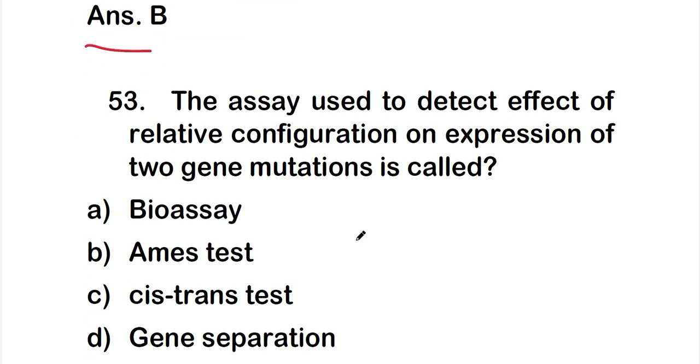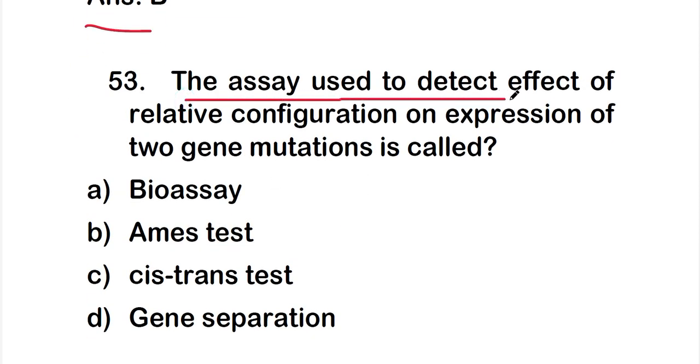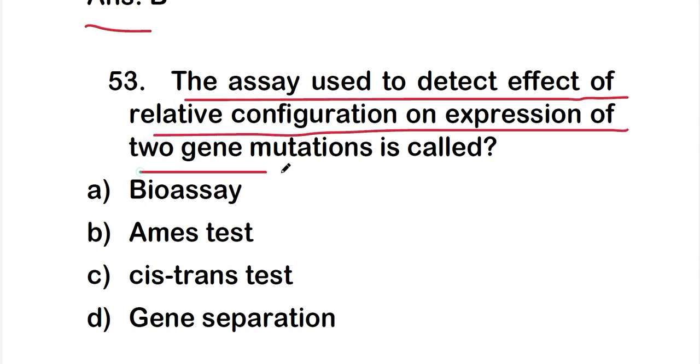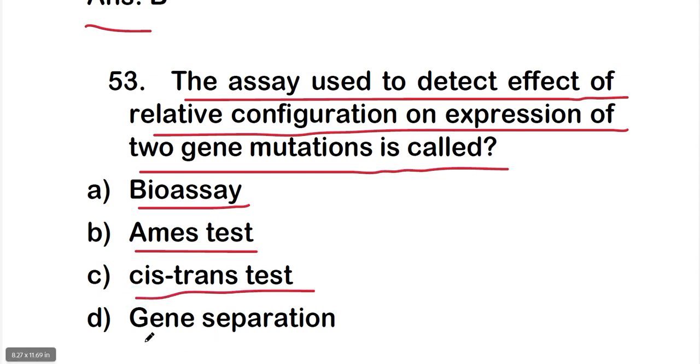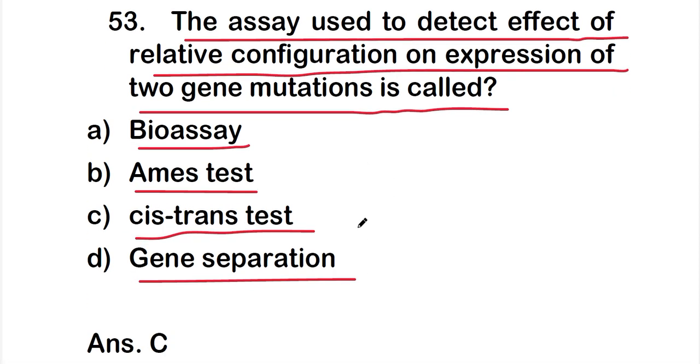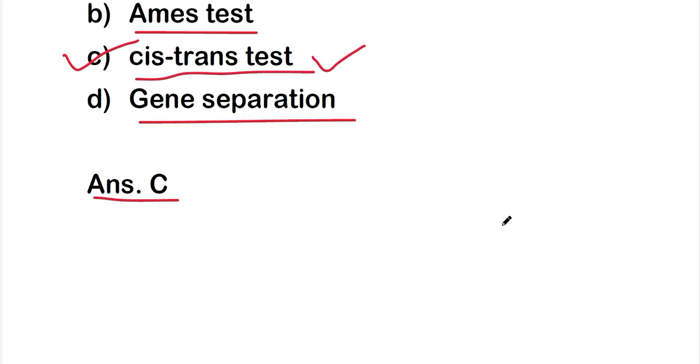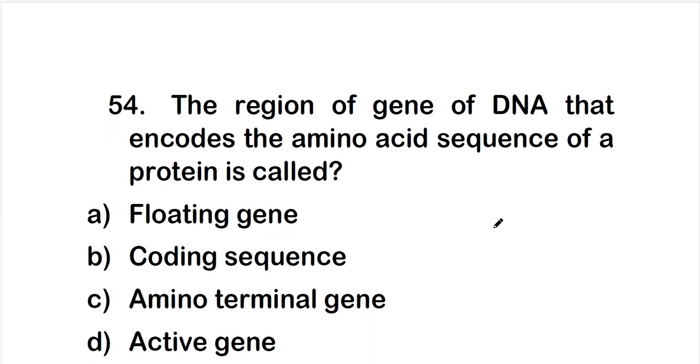Okay, so next question: the assay used to detect the effect of relative configuration on expression of two gene mutations is called: option A, bioassay; option B, Ames test; option C, Cistrans test; option D, gene separation. And the right one is option C, that is Cistrans test. So the assay used to detect the effect of relative configuration on expression of two gene mutations is called the Cistrans test. So let's move on to the next question, question number 54.